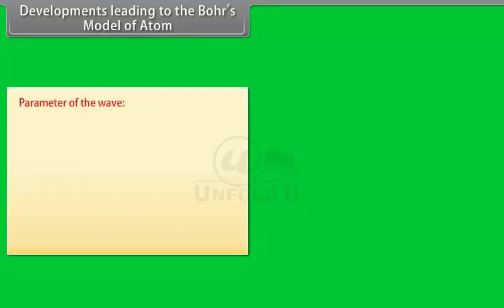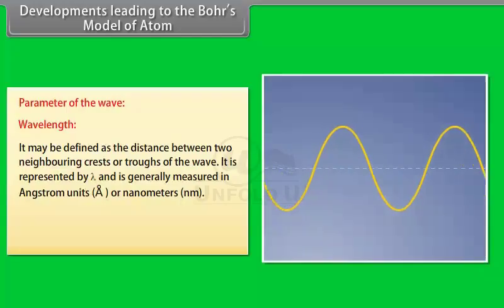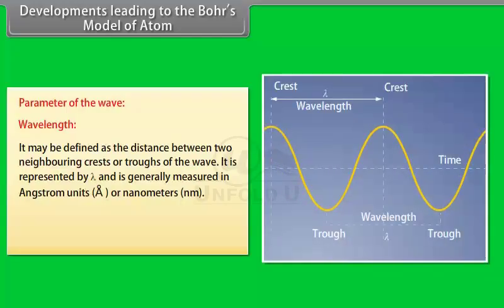Parameter of the wave. Wavelength. It may be defined as the distance between two neighboring crests or troughs of the wave. It is represented by lambda and is generally measured in angstrom units or nanometers. 1 angstrom is equal to 10 raised to the power minus 10 meter. 1 nanometer is equal to 10 raised to the power minus 9 meter.